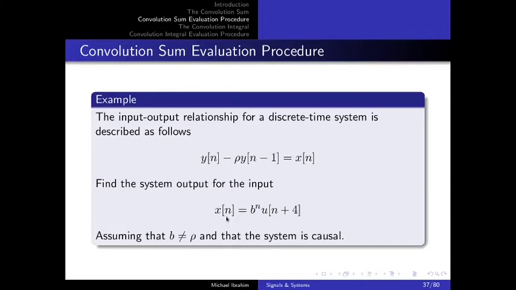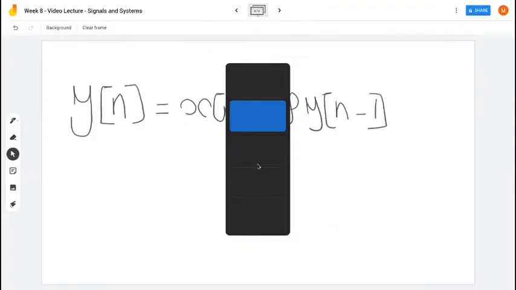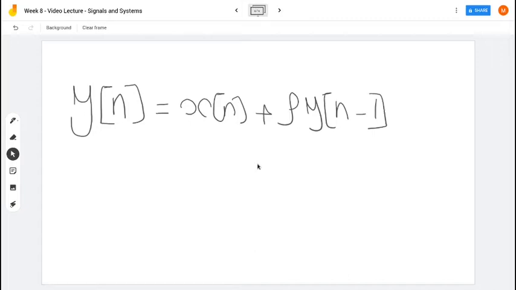One might suggest that we just plug this x of n into this equation, which will give us y of n equal to x of n, b to the power n u of n, plus rho times y of n minus 1. In this case, we do not have a closed form expression for y of n. We're looking for y of n equals this and that. We're not looking for a recursive equation where y of n is computed using y of n minus 1. So in order to achieve this kind of closed form relationship, we will first start finding the impulse response and then perform convolution. Going to our whiteboard over here, how can we find the impulse response?